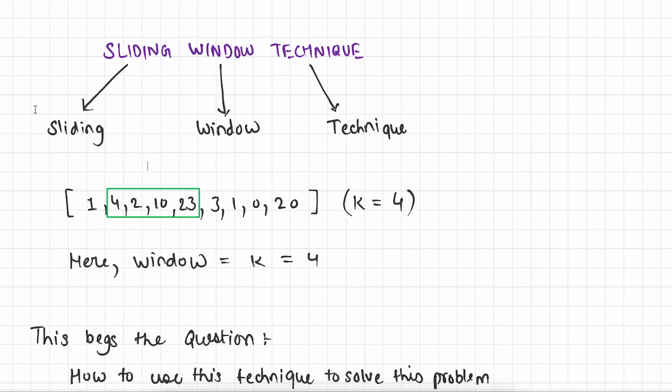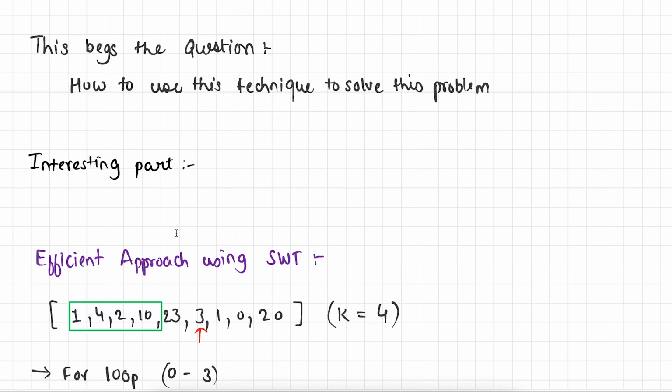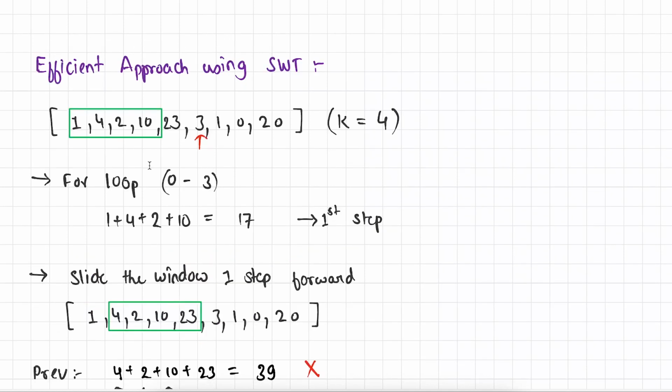Okay, so I have explained the meaning of sliding, window and technique. I hope now you understand what is the actual meaning of the sliding window technique. So in this technique, we are going to consider a window, and we are going to slide this window towards the left or towards the right based on the problem statement. Okay, now this begs the question: how do we use this technique to solve this problem? Now comes the really interesting part of this technique. Basically we are going to use this efficient sliding window technique to solve this problem.